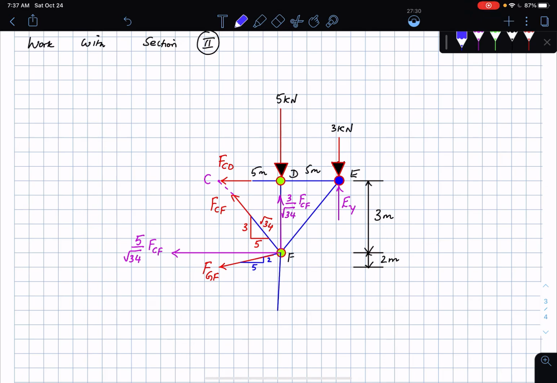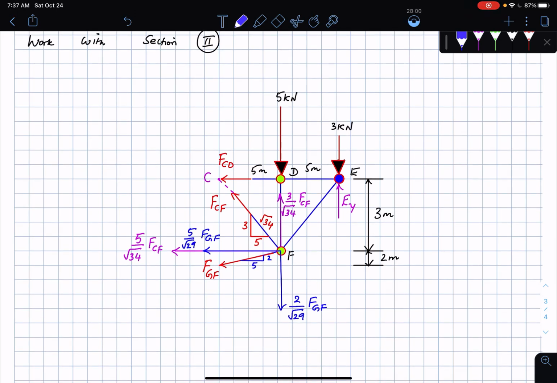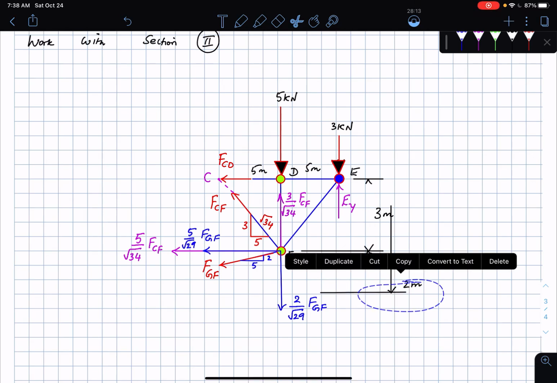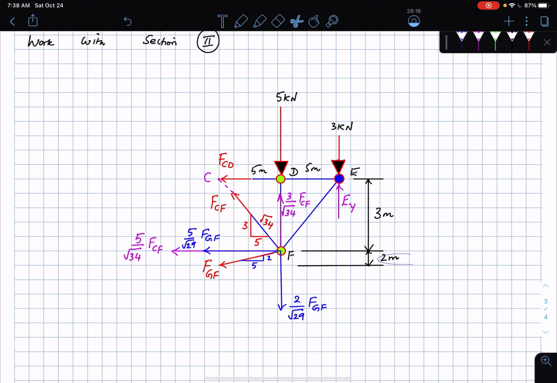So I can draw the component of this guy in this direction. I can draw a component of F_GF in this direction as well. So this is going to be 2 by square root of 29 F_GF, and then this is going to be 5 by square root of 29 F_GF. Okay, so these are the components that I have, and the dimensions are also given to me in this particular problem. Maybe I can extend these lines and then show you that this dimension of 2 is not actually necessary for me because I'm not interested in that. So maybe I can get rid of that. I don't need this one.